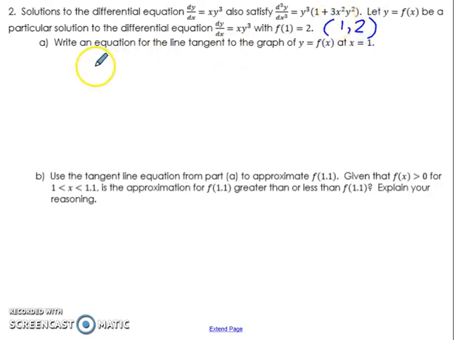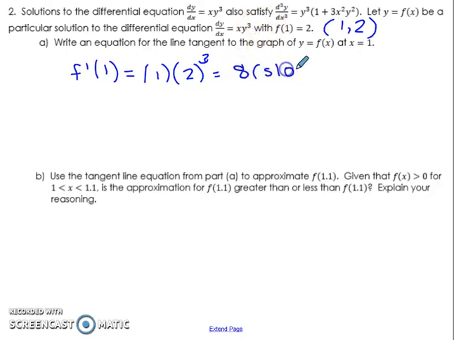So if I'm trying to find the equation of the tangent line, the first thing I need is the slope. So if I try to find f prime at 1, that means that I have to plug in 1 and 2 respectively for the x and the y in my first derivative. So I'm going to plug in x was 1, y is 2, so 2 cubed. That's supposed to be a 3 up here. So if we do this, we end up with 8, and 8 is equal to our slope.